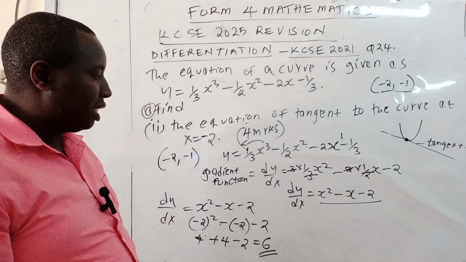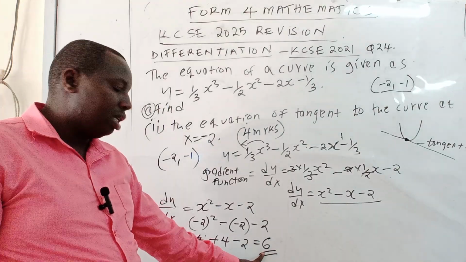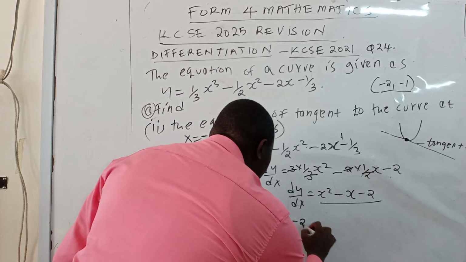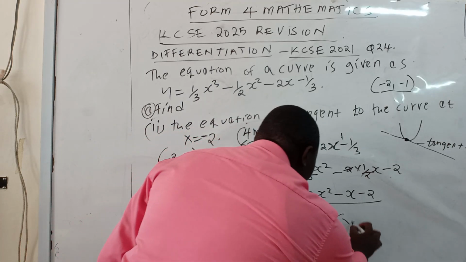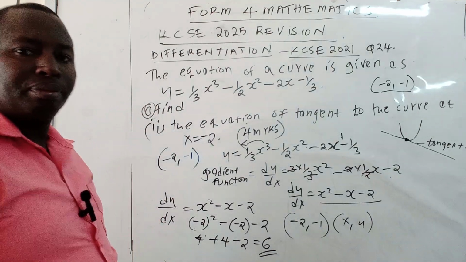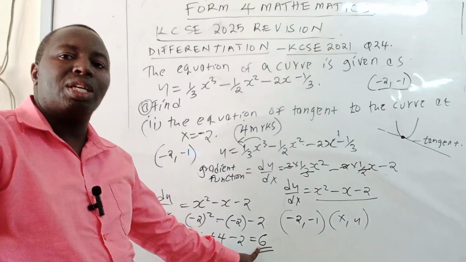So the gradient of the tangent is 6. So therefore, what is the equation of the tangent? Take this point, negative 2, negative 1. Take an arbitrary point (x, y), and then this gradient, 6, the gradient of the tangent. So now you find the equation of a straight line.